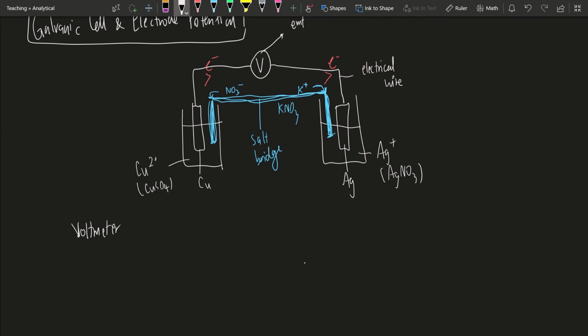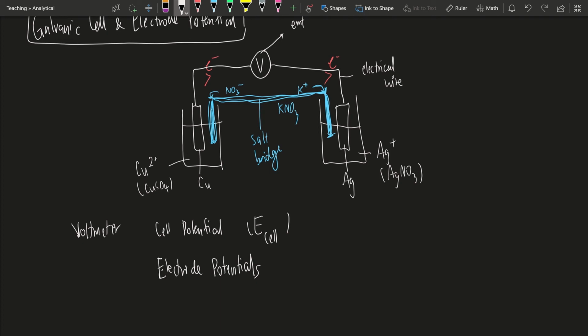The number that you can read from the voltmeter is called cell potential. Cell potential. Or we can use the symbol E cell. And of course, since we have only two electrical components here, which is the copper half cell and the silver half cell, your cell potential is going to be the difference between the potentials of these half cells. We call it electrode potential. And we have two electrodes, so I'm just going to put S here, electrode potential.